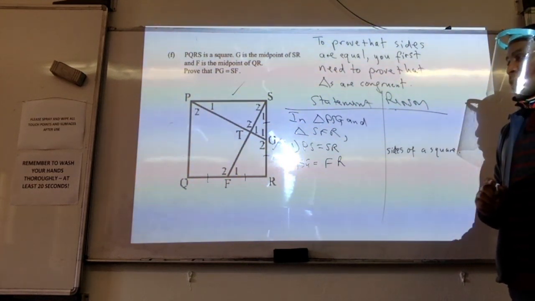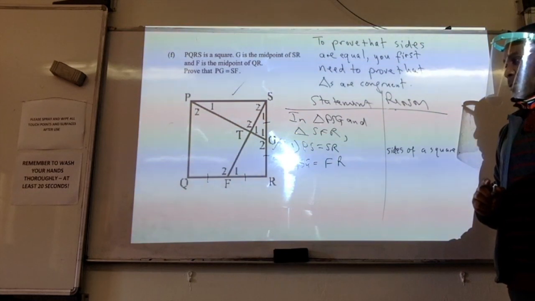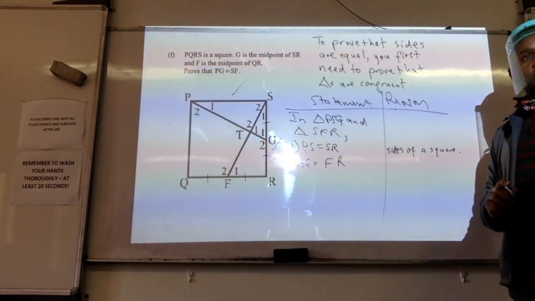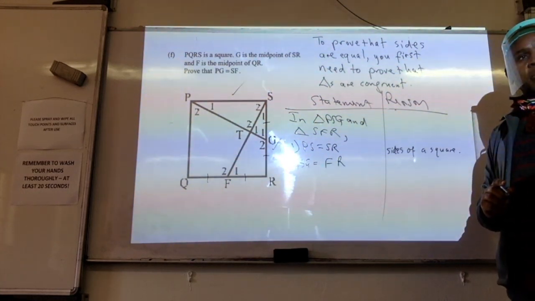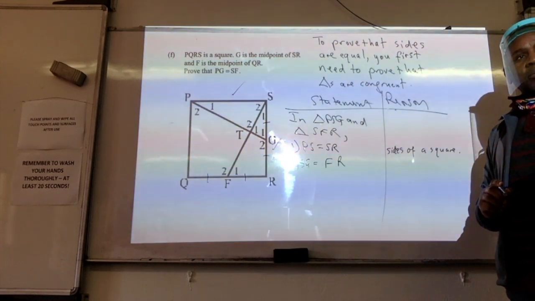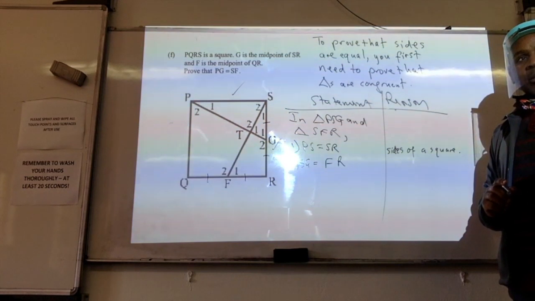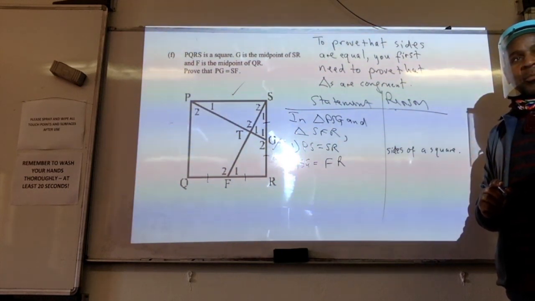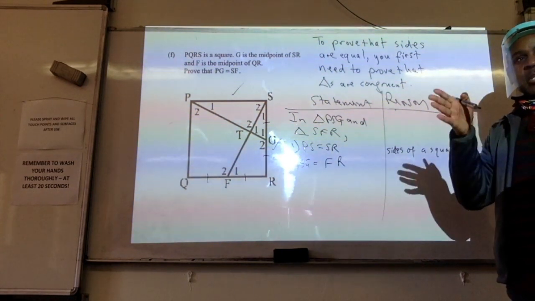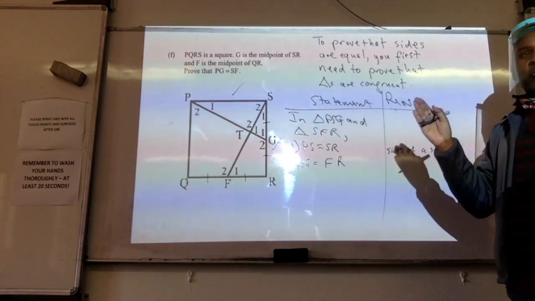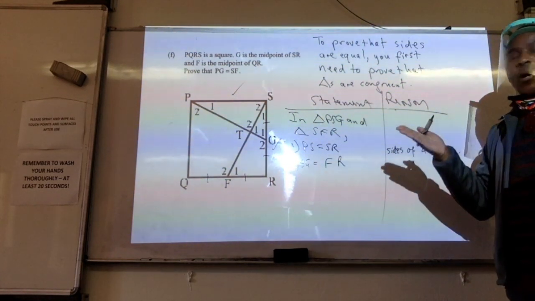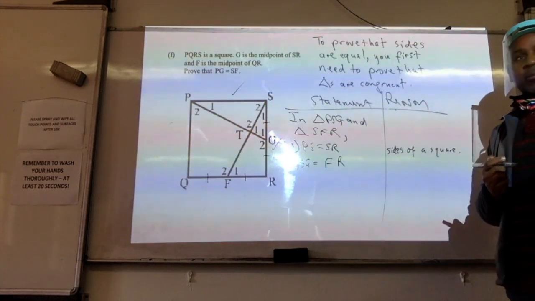SG is equal to FR. What is the reason? Because it's supposed to be sides of the square. No, SG is not a side of the square. Remember, a square has four sides, and SG is just part of it. It's not a side of the square. So what do you say? Why is SG equal to FR?